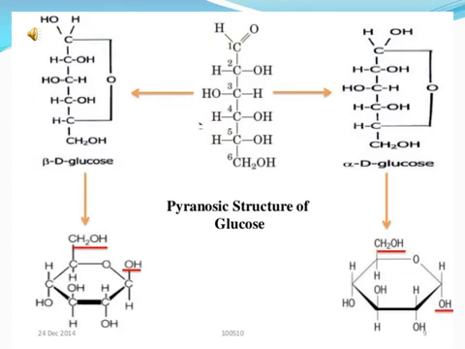Here is the pyranose structure of glucose. You look at the structure on the right side. At carbon number 1, if the OH group attached to it is below the ring, the molecule is alpha glucose. Now you look at the left side of the structure. If the OH group is above the ring, the molecule is beta D-glucose.